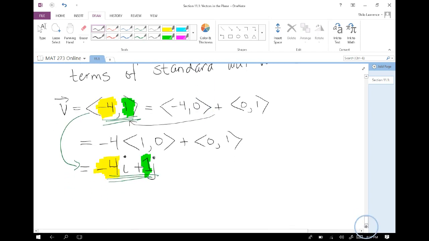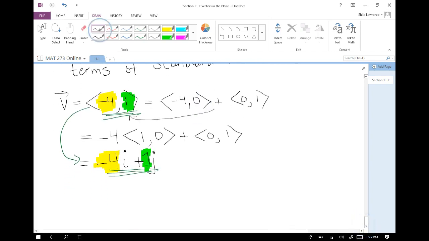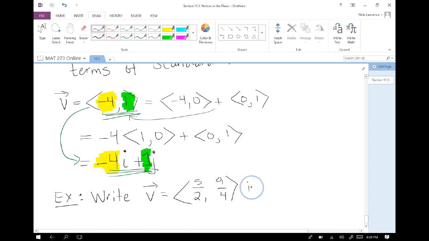I'm going to do one more real quick, and I'm just going to jump straight from the beginning to the ending. So this time we're going to write the vector 5/2, 9/4 in terms of standard unit vectors.